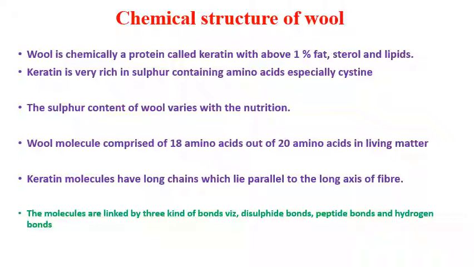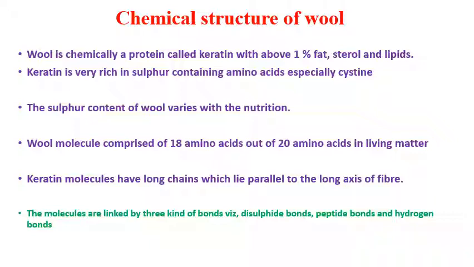So normally in all animals in general there are 20 primary amino acids, of which 18 are most commonly present in wool fiber. Then keratin molecules have long chains which lie parallel to the long axis of the fiber. As we have seen in the cross section microscopic picture, these are basically the peptide chains, keratin, and this protein molecule is lying parallel to the long axis of the fiber.